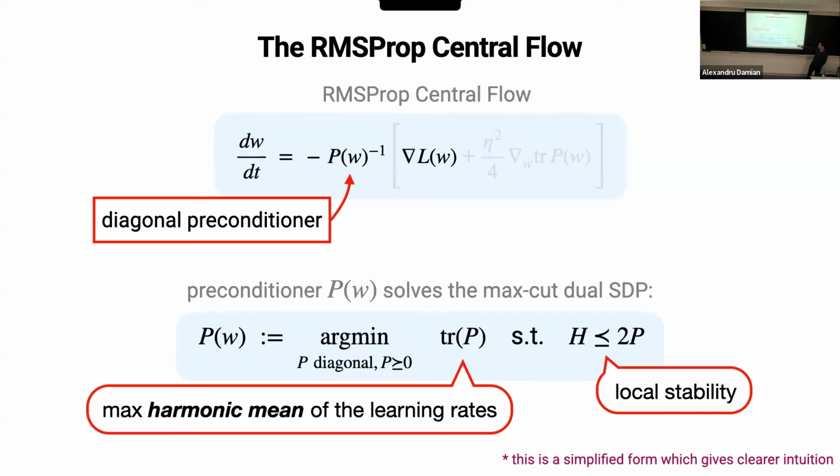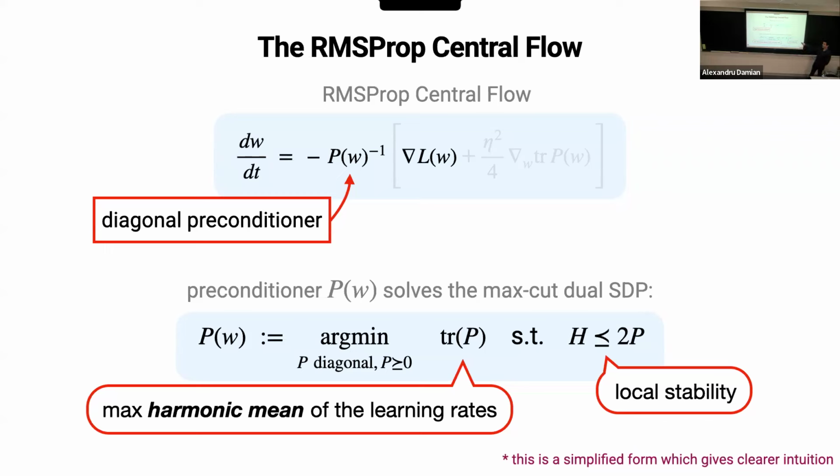And, oh yeah, I should also mention this H less than or equal to 2P is a very natural constraint. It's equivalent to P inverse H less than or equal to 2, which is what I mentioned is the stability condition for RMSProp and for adaptive optimizers more generally. And now you have to do some inverses in your head. The learning rates are 1 over P, because you're doing a P inverse in the preconditioner. So minimizing the trace of the preconditioner is equivalent to maximizing the harmonic mean of the learning rates that you use. So you can rewrite RMSProp as: at every point in training, compute the learning rates that are locally stable with maximal harmonic mean and use them to take a step in the gradient direction.